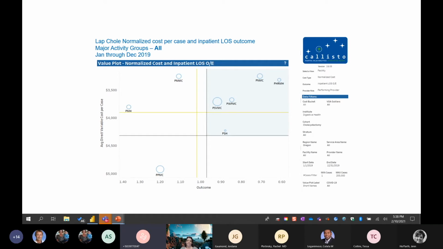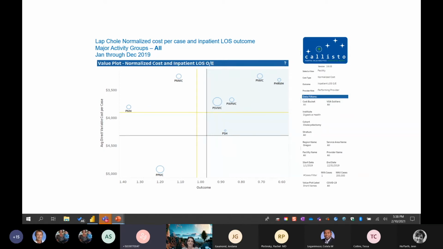So this slide looks at a value plot, and it looks at the cost of care per case and the outcomes. The cost of care decreases as you go up, and the outcome is length of stay, which decreases as you move to the right. And if you look, most of the hospitals in the Oregon region are in the upper right-hand corner, which is where you want to be. Low cost, low length of stay being good outcomes, that's a good value. I know this because my institution is the one in the opposite corner in the lower left with a higher cost and a higher length of stay.